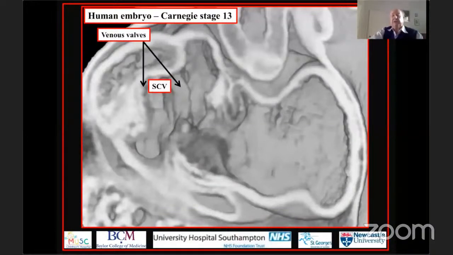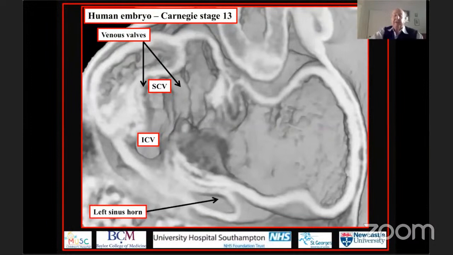You can also see opening into them the superior caval vein, the superior cardinal vein, the inferior cardinal vein, the inferior caval vein rather, which eventually will develop through a series of changes that we're not going to have time to look at today. But also entering into the systemic sinus is the left sinus horn, because the left sinus horn has now remodeled so as to occupy the left atrioventricular groove.